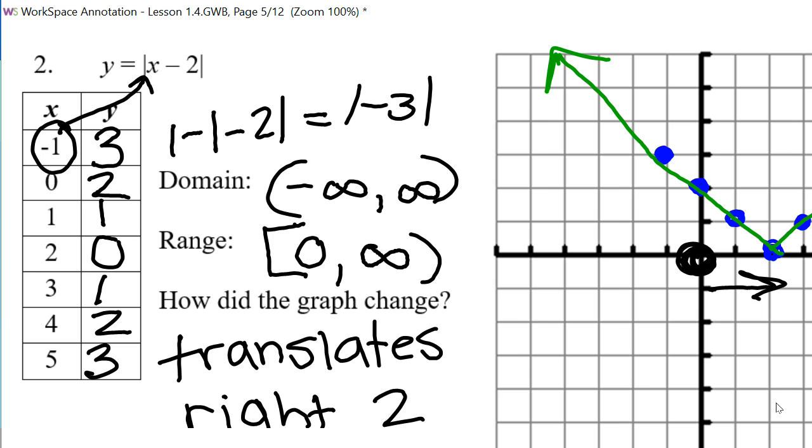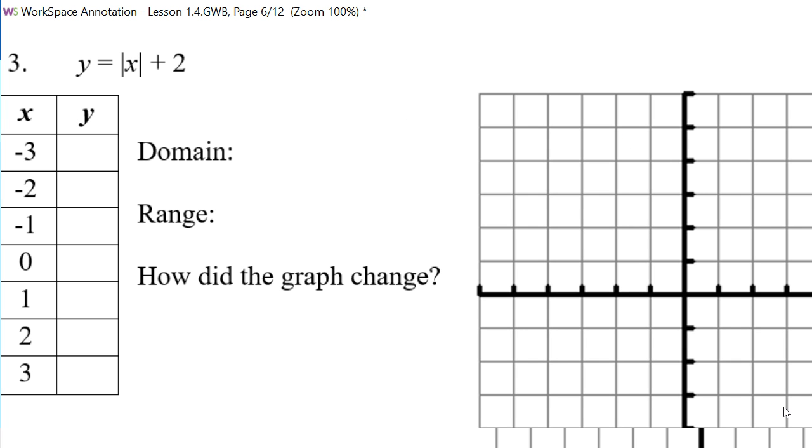Next one, number 3. We have y equals the absolute value of x, and then we have a plus 2. So again, do the grouping symbol first, and then add 2. Now this one I'm not going to write everything out, we'll just do it visually.